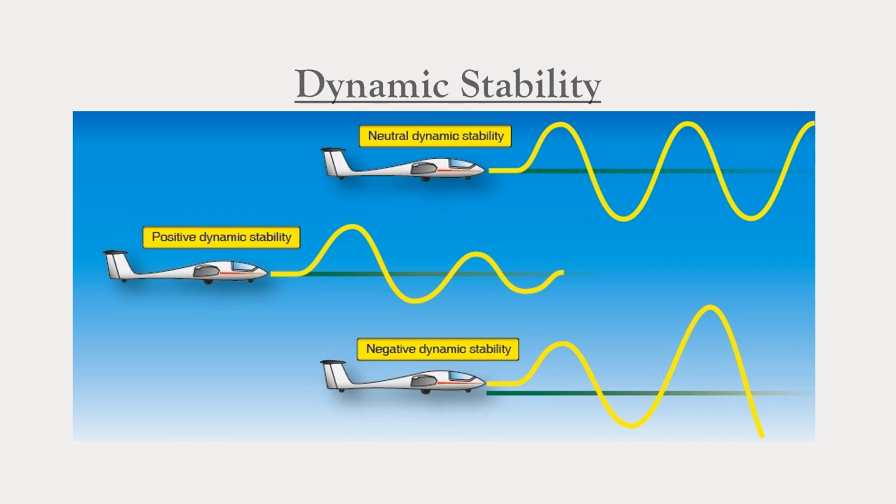Negative dynamic stability refers to a situation where each oscillation gets a little bit bigger than the previous one, and eventually the system goes out of control. So our ideal situation is to have positive dynamic stability, which in fact requires positive static stability.